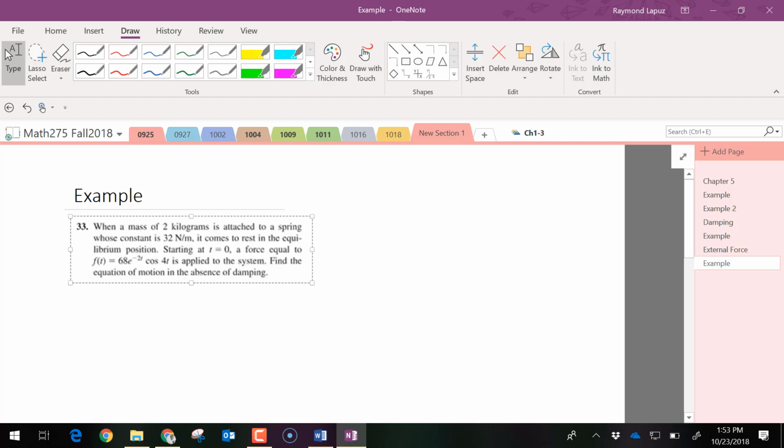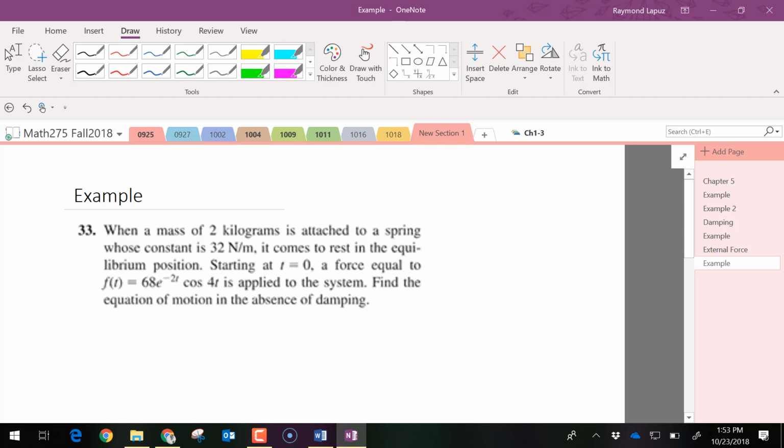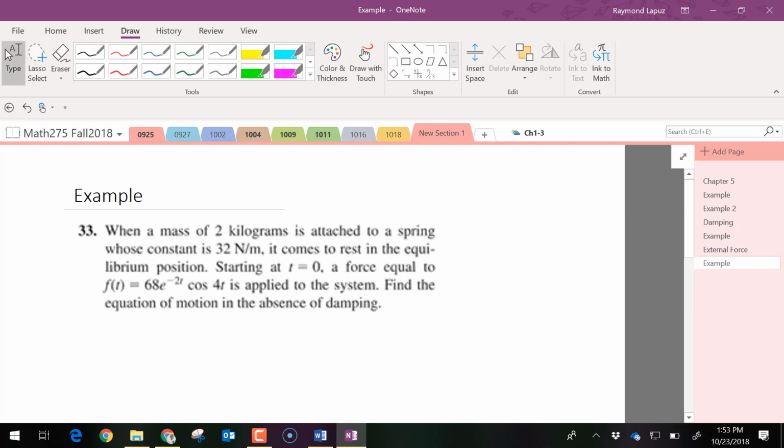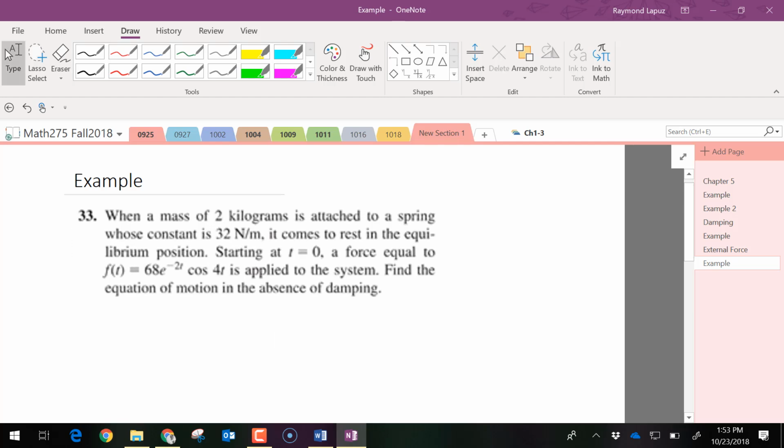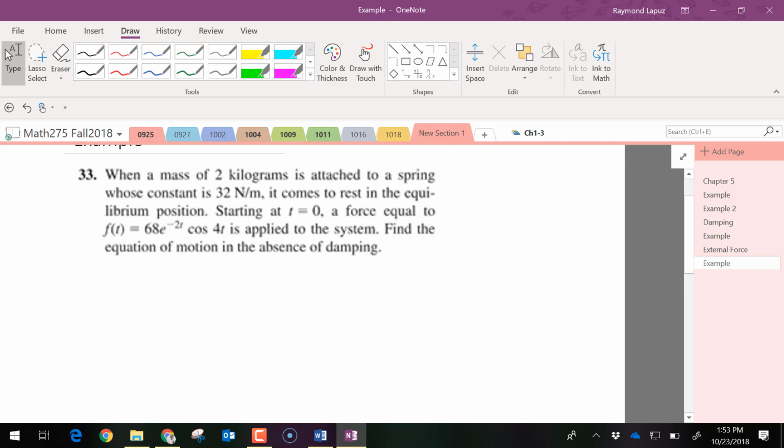So we have a mass of 2 kilograms attached to a spring. They give us a spring constant. That's nice. It comes to an equilibrium position. So it doesn't look like it has a damping factor. Yay. Starting at t equal to 0, a force equal to this thing is applied to the system. Find the equation of motion. No damping, okay? But there's an external force.